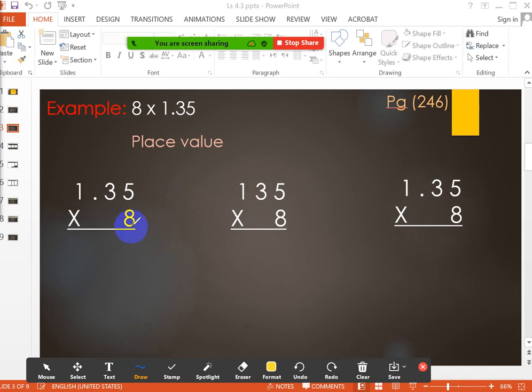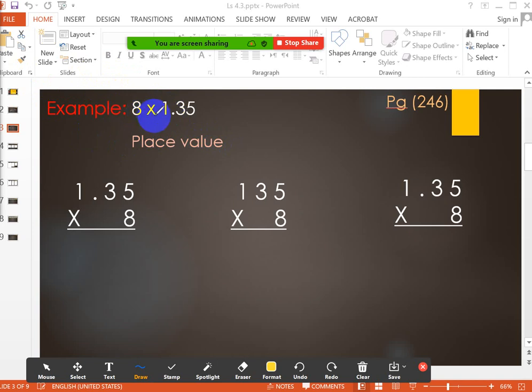Now let's start. I want to multiply 8 with 1.35 hundredths. Really, you didn't finish? Girls, when I ask you, did you finish? Please tell me if you don't. Okay, I will return to this example when we finish, and I will write it again.